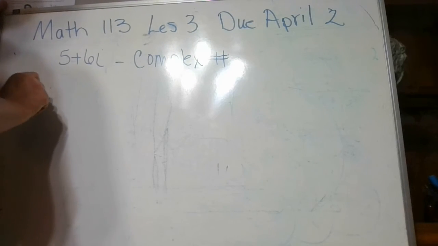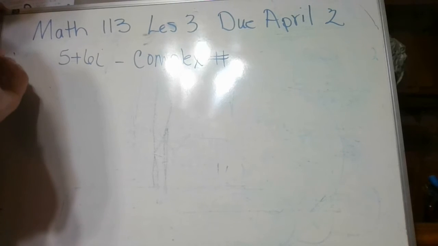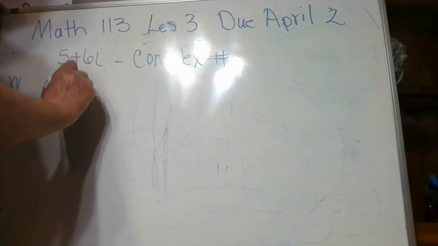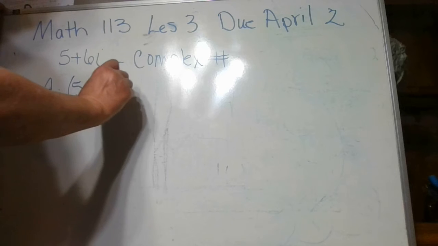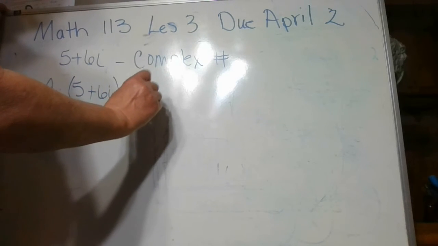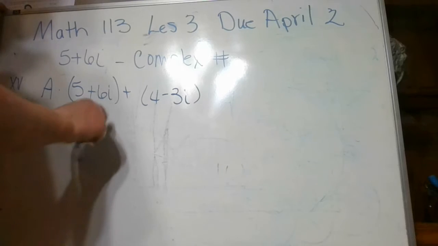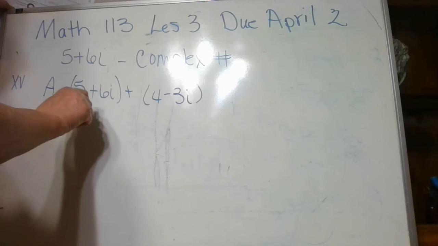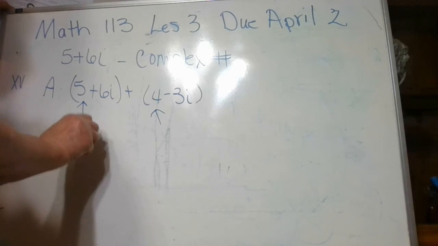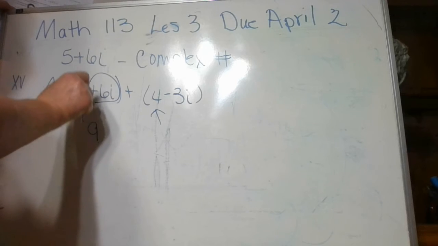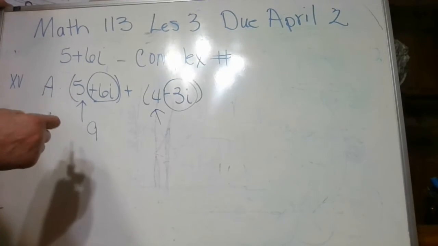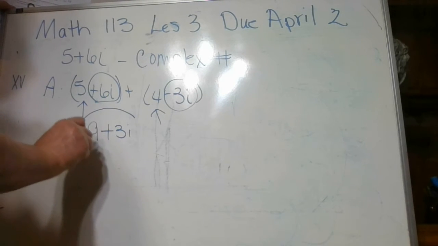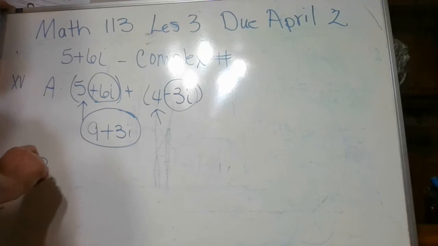So if we have, this is on concept 15, example A. If we have 5 plus 6i, in parentheses, plus 4 subtract 3i, the plus here isn't going to change anything in there, so I can just say, well, I have a real number here, a real number here, so that would be 9. I have an imaginary number here and an imaginary number here. So 6 subtract 3 would be a positive 3i. And then once again, you cannot put those together, so that is your answer.